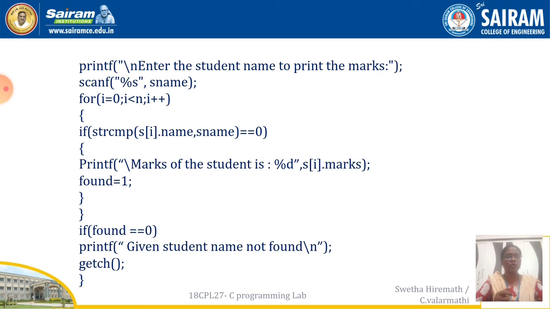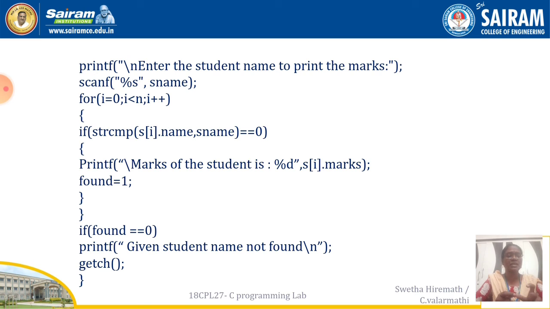Using the same for loop: for i equal to 0, i is less than n, and i plus plus. Likewise only we can traverse. Then how can we exactly compare? Using string manipulation functions only.